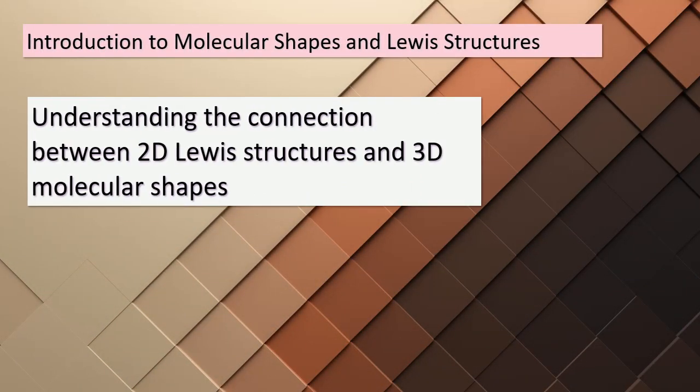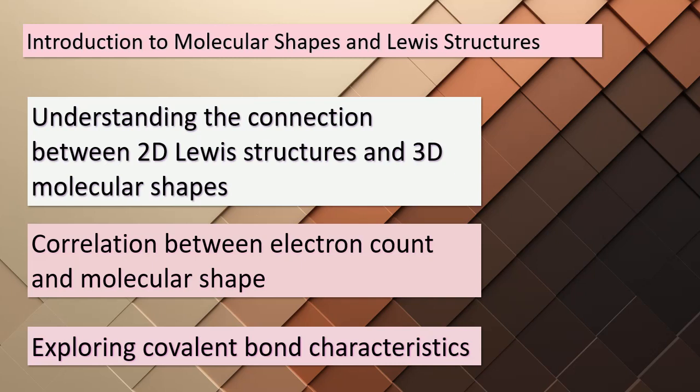Good day, students. Today's chapter takes us deep into the world of molecular structures and their connection to Lewis structures. Our journey starts by unraveling the fascinating relationship between two-dimensional Lewis diagrams and the three-dimensional shapes that molecules adopt. It might surprise you to know that the number of electrons within a molecule plays a crucial role in determining its overall shape. Armed with this knowledge, we can delve further into the nature of covalent bonds, those bonds that hold atoms together within molecules.